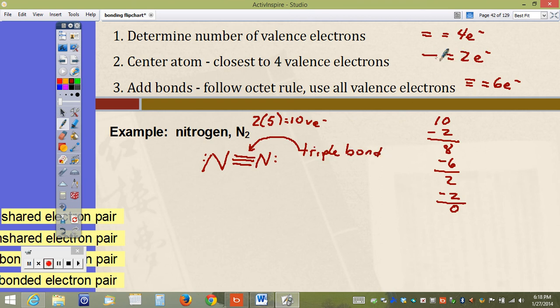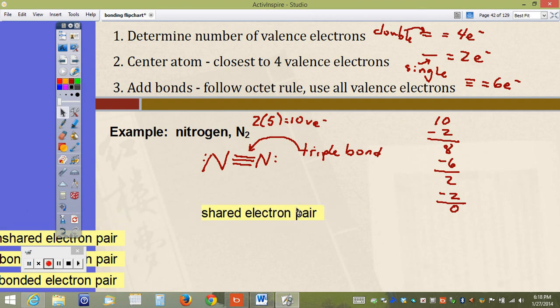If we only had 1 bond, that would be a single. And if we had 2, that would be a double. We also have some other things here to identify. First off, shared electron pairs. Electrons in a bond are shared electron pairs. So these represent shared electron pairs.